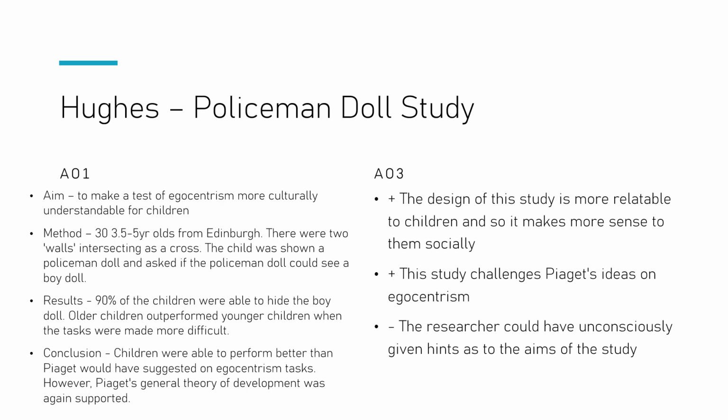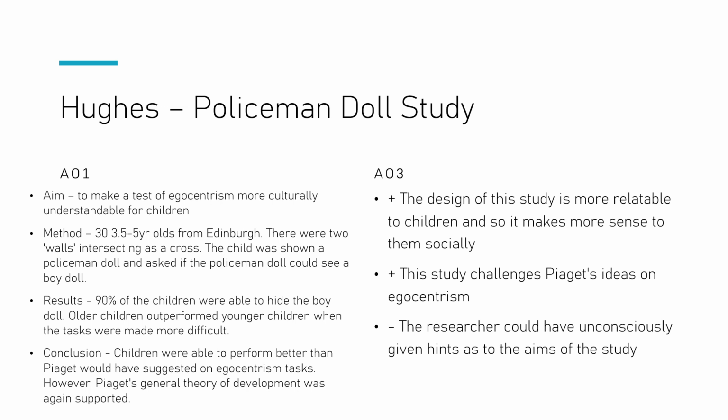How do you do it? Again, it was children from Edinburgh. There were 30 of them this time. They were aged between 3.5 and 5 years old. It's called the Policeman doll study. They presented children with a policeman doll and a boy doll. There were two cross walls, and the policeman wasn't able to see over the wall. The researcher helped them look through and see, okay, could the policeman see the doll if he was here or here or here or here? They should understand the task, and then the child was asked to hide the boy doll from the policeman doll. And that was the setup.